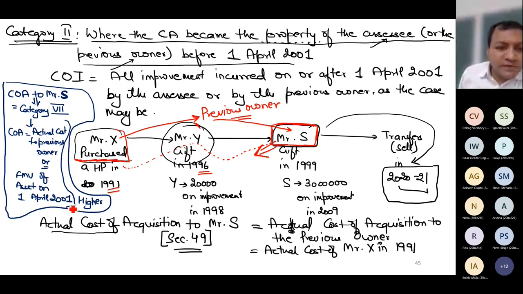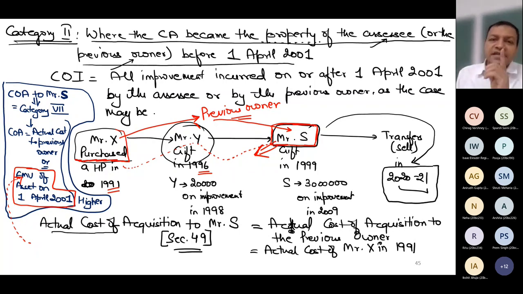Why? Because when we determine cost of acquisition, we take fair market value of the asset on 1st April 2001. So if we have done any improvement before 1st April 2001, that will be reflected automatically in this fair market value on 1st April 2001. So by default, all improvements incurred before 1st April 2001 will automatically be counted in this fair market value. And if you count that improvement again, it will result in duplication only. That is why I will not count it again.